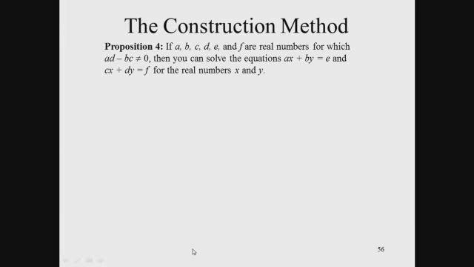After you construct the object, it's your responsibility to show that it is the correct object. What do I mean by the correct object? The object you constructed has to satisfy the certain property and the something that happens, and it's your job to show that. Let's take an example and see how this works. Here's a proposition. If A, B, C, D, E, and F are real numbers for which AD minus BC is not 0, then you can solve the equations AX plus BY equals E and CX plus DY equals F for the real numbers X and Y. Here's the hypothesis A and the conclusion B.